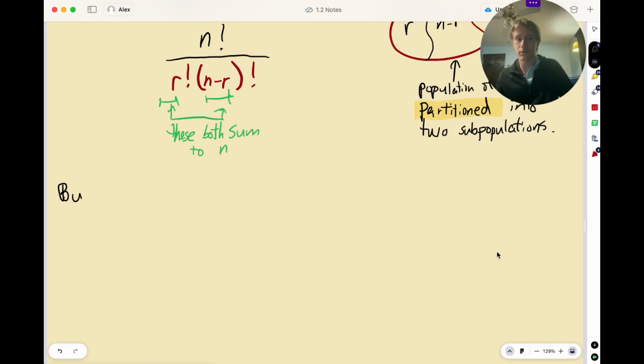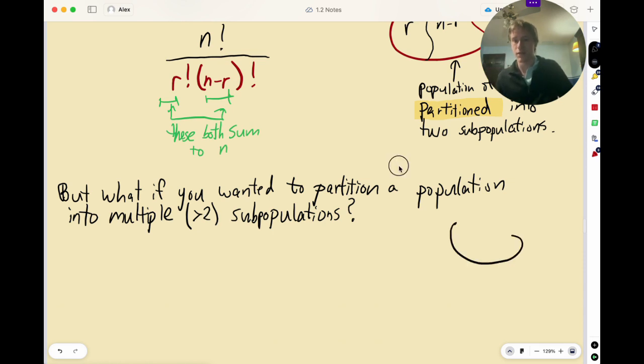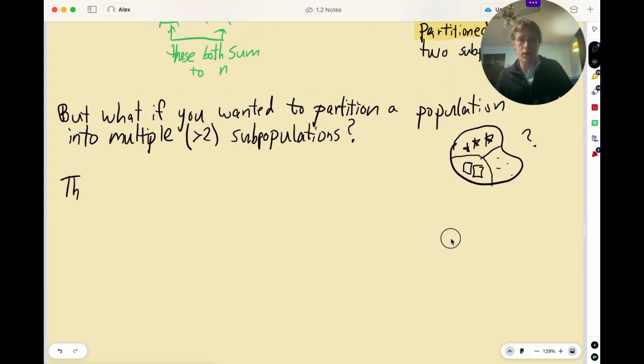So the question is, what if you wanted or even needed to partition a population into multiple, meaning more than two, groups or subpopulations? How do you count whenever it's not just one or the other? Okay, so maybe you have a population with, you know, a couple of stars here, a couple of squares there, and maybe a bunch of dots here, and you want to break it up like this. So how do you do that? How do you count the numbers? Well, that's going to be Theorem 1.4.